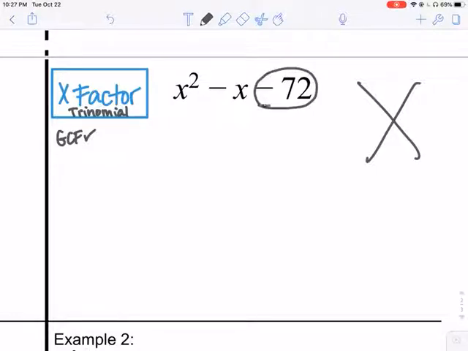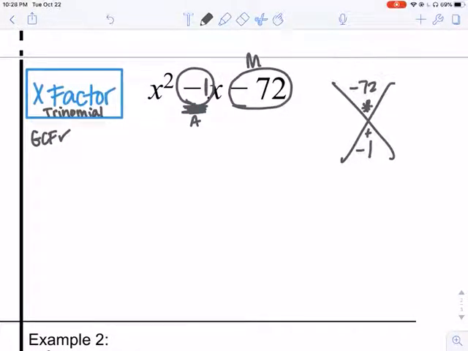So the last number is what I need to multiply. So negative 72, multiply to get negative 72, add to get negative 1, right? So this number here, which is negative 1. So I need to think of two numbers that multiply to get 72, add to get 1. Let's see, I've got like 2 and 36. Those numbers are not going to add to get 31, or I'm sorry, add to get 1.